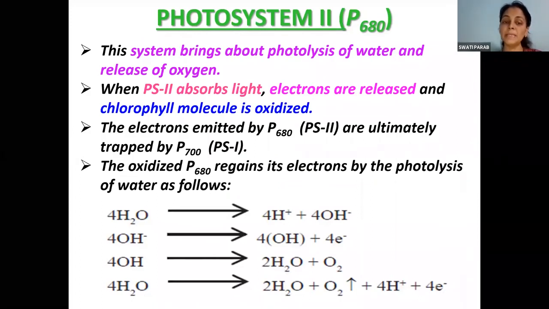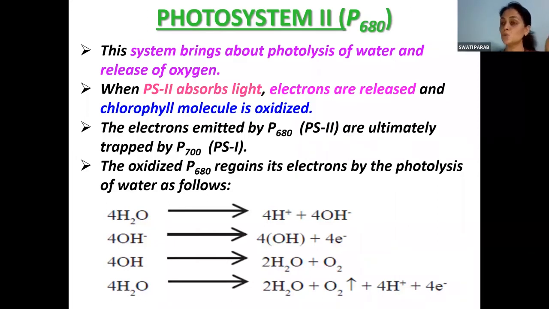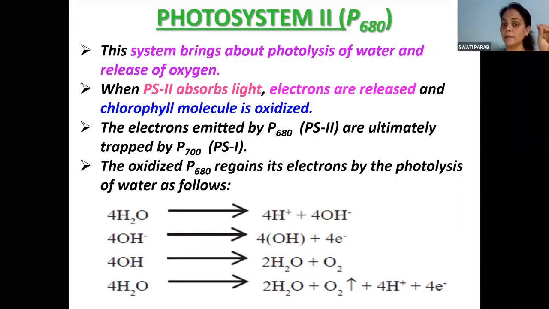You all know that P680 is PS2, isn't it? So this system will bring about photolysis of water and release of oxygen. PS2 absorbs light, electrons are released and the chlorophyll molecule is oxidized. In a simple way, it takes up the light energy, releases one electron, and the chlorophyll molecule gets oxidized.